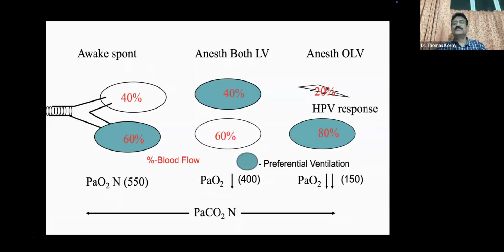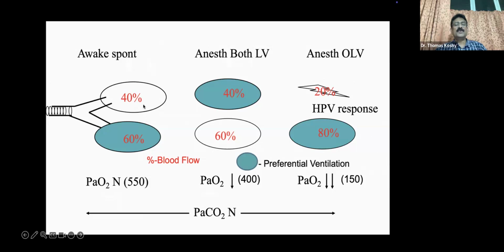I am going to review the physiology of one lung ventilation here. I've given three scenarios. The first is an awake, spontaneously breathing patient lying on the lateral side. The second column is where we have intubated and paralyzed the patient and are ventilating. And third is where the upper, non-dependent lung has been collapsed. So let us see what happens to PO2 and PCO2.